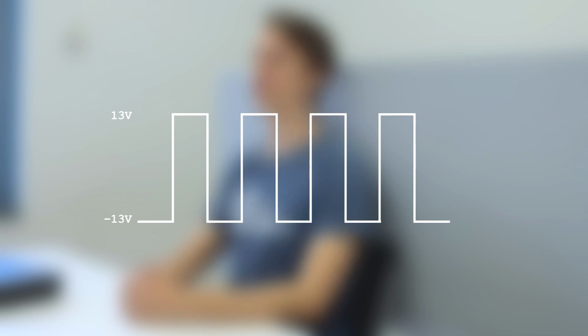TTL uses 0 volts to represent the 0 bit, and the operating voltage 3.3 volts or 5 volts to represent the 1 bit. RS-232 uses negative voltages to represent ones and positive voltages to represent zeros. Because of the different voltages, one must be cautious when building own connections between different serial devices.